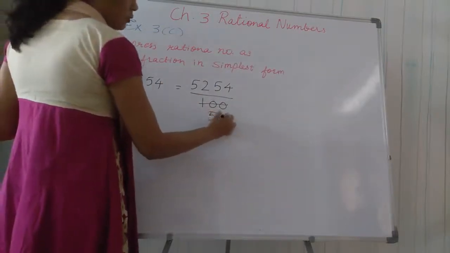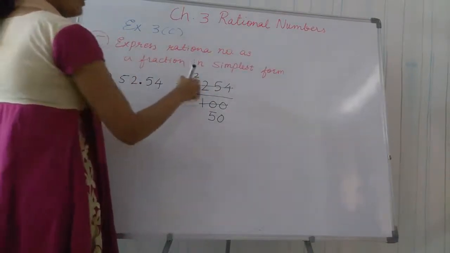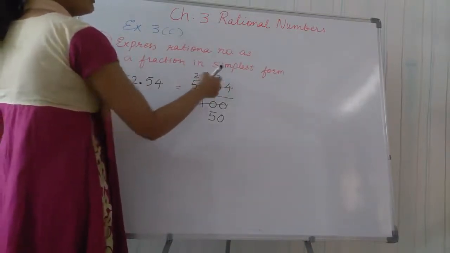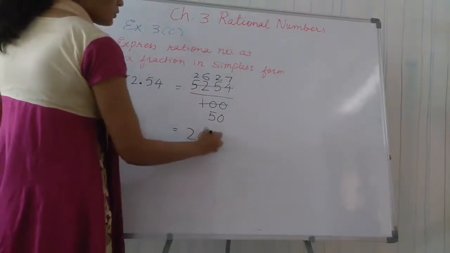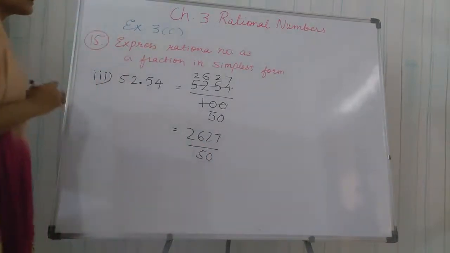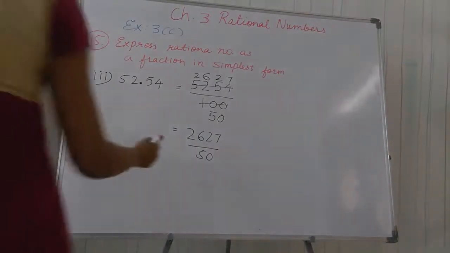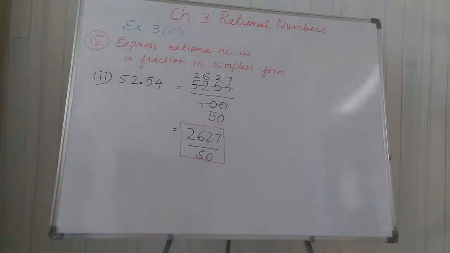So here 52s are, this is 2 2s are 4. 1 remains, 6 2s are 12, 2 2s are 4. 1 remains, 7 2s are. So now this is 2627 upon 50. Now I think it is not divisible more. So we kept this as final answer. So students, this is our final answer. Third, do you understand now how to convert any rational number to simplest form?